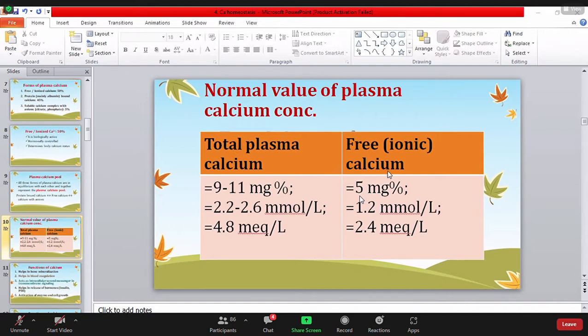Understand, students? Yes, ma'am. So you have to remember both values very well. If you remember the one value, you can easily tell the value of free calcium, because these values are 50% less than this.